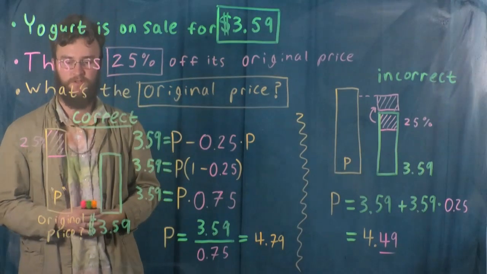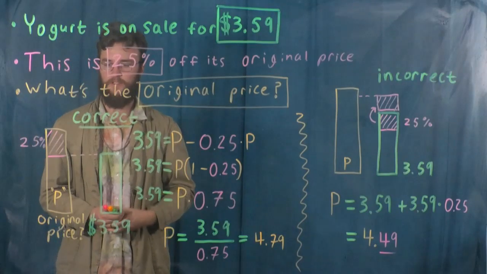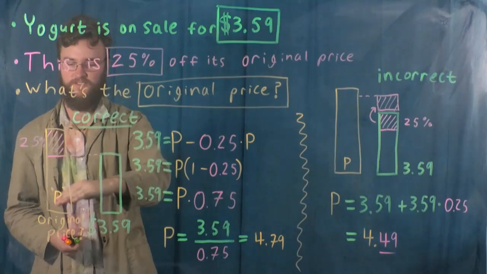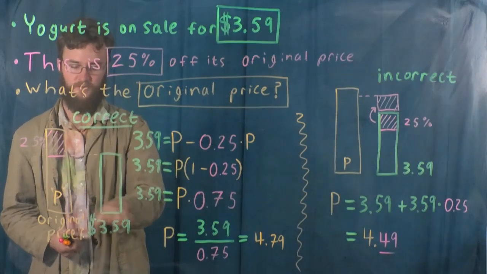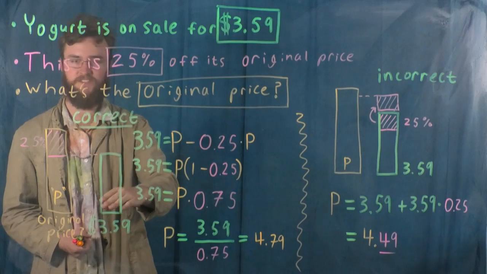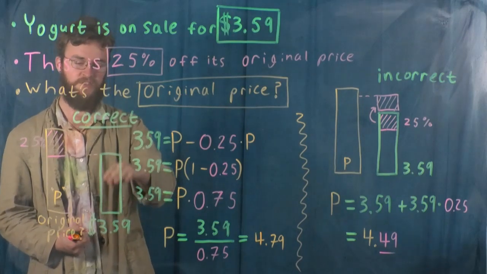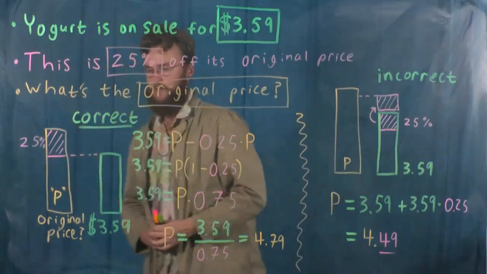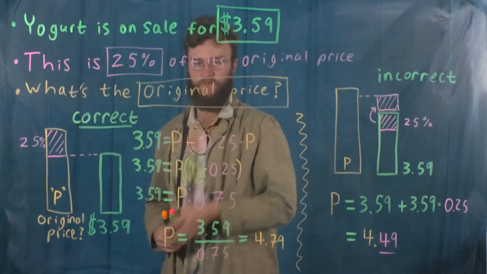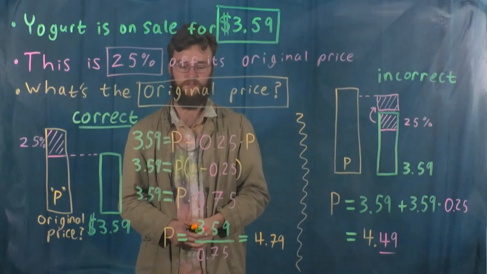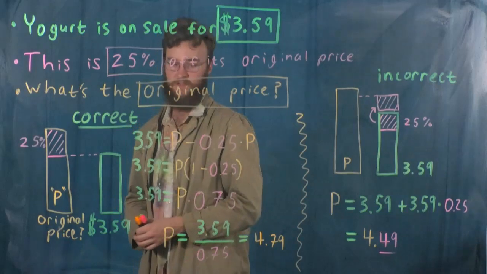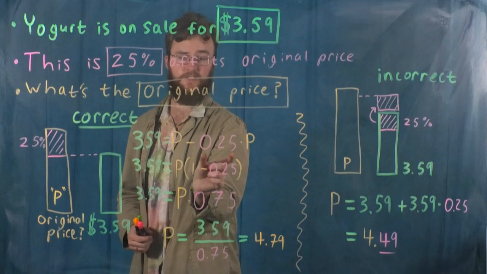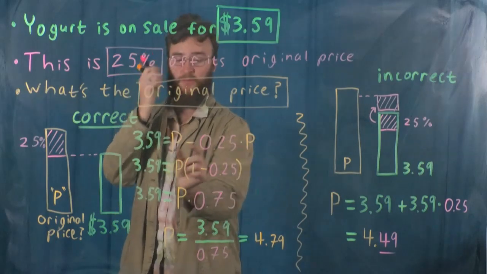So the correct way to think about this is, I like to think of the prices as actual objects with sizes. So you can almost think of this as a stack of dollar bills. Here this green rectangle maybe represents a stack of dollars and a bunch of change that adds up to $3.59. So if you take 25% off of an item in a store, what that means is you take the original price and you subtract 25% of that original price from itself.